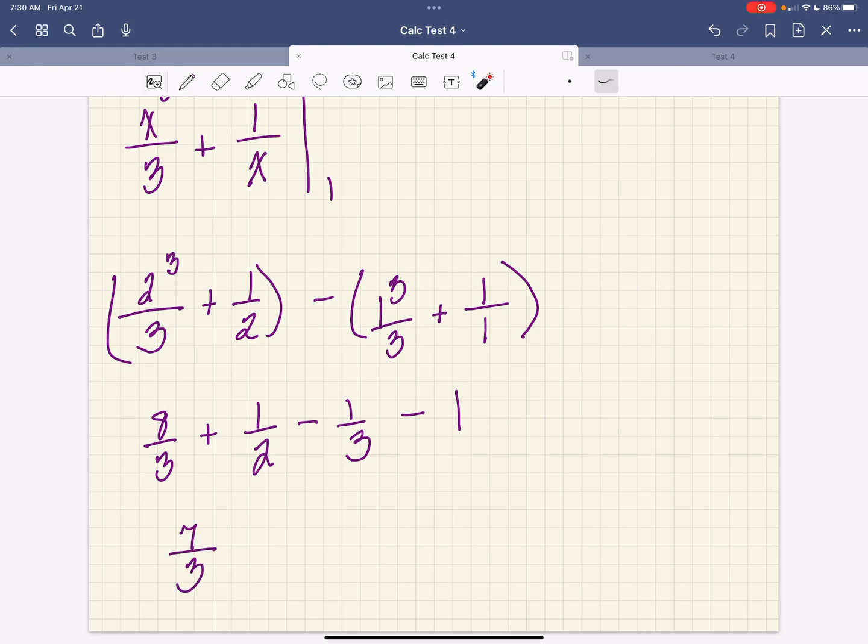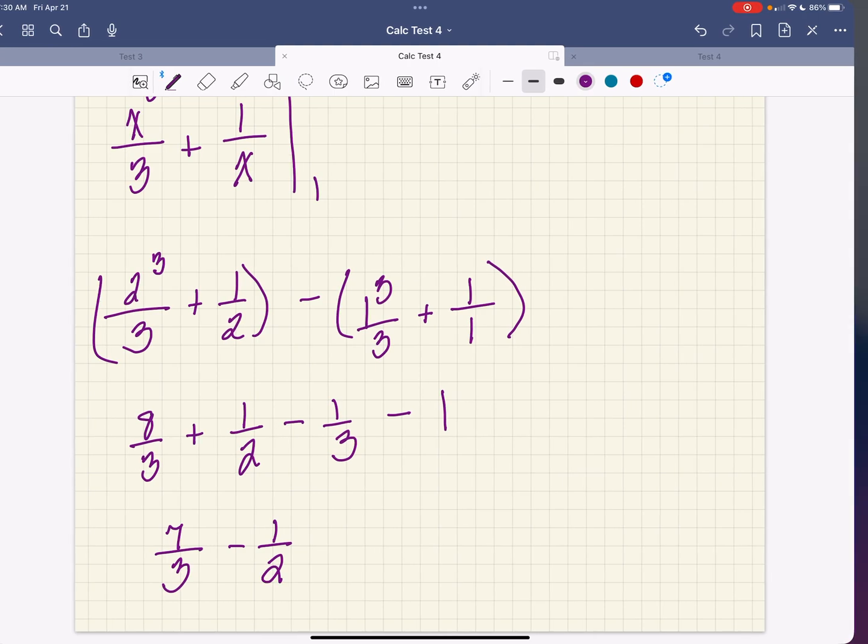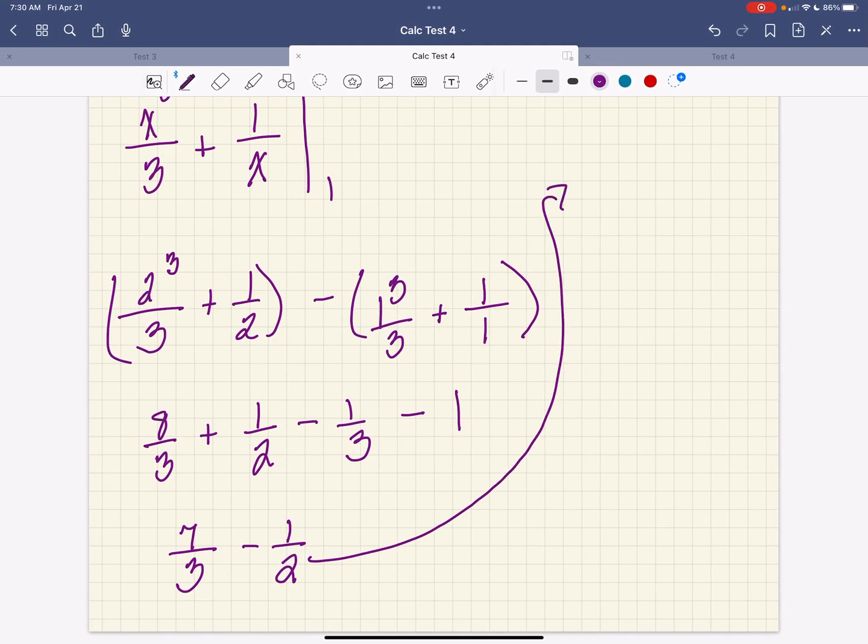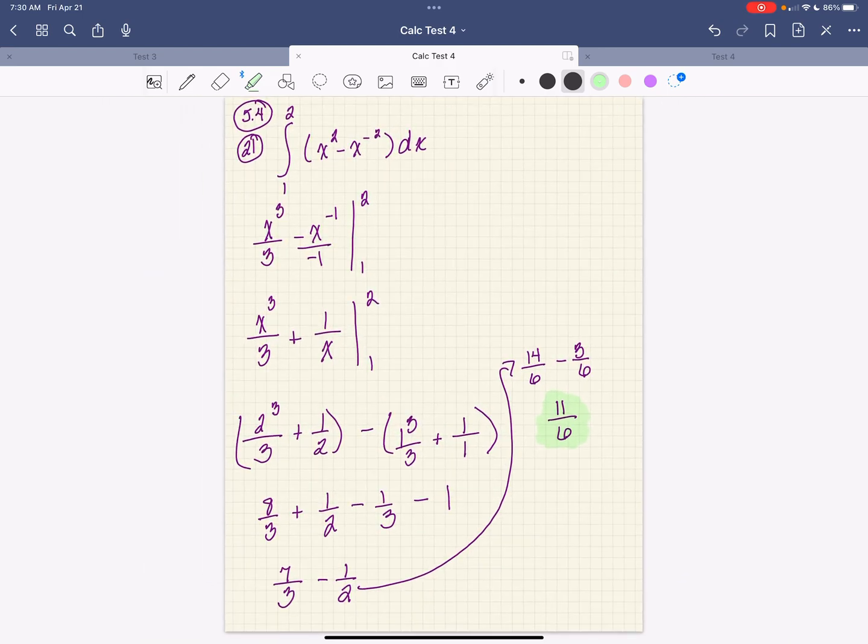Okay, then I have 1/2 minus 1. That's going to give me negative 1/2. Okay, so now I'm going to go right over here. My common denominator is going to be 6, so that's going to be 14 over 6 minus 3 over 6. And so my final answer to this is going to be 11 over 6. Okay, and so this right here is number 21 on 5.4.